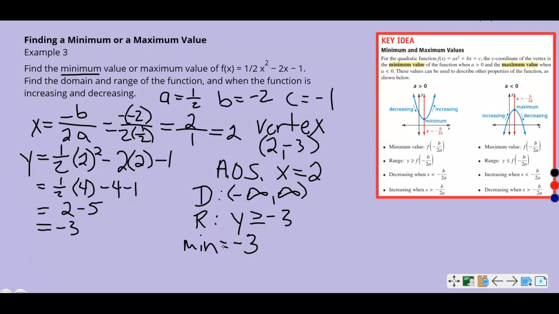The only thing left, it says find the domain, range, and when the function is increasing or decreasing. We can use the vertex to separate when it's decreasing or increasing. We know it's going to be decreasing until it reaches the vertex, and then it's going to be increasing past the vertex. So we can say the function is decreasing. Running out of room here. Let's see.